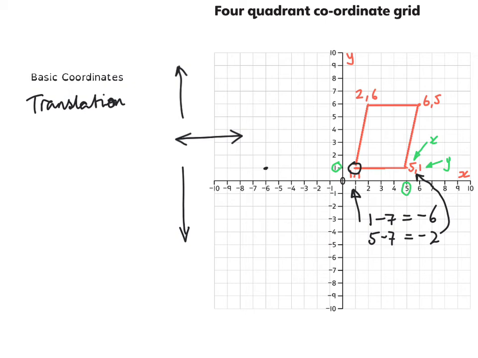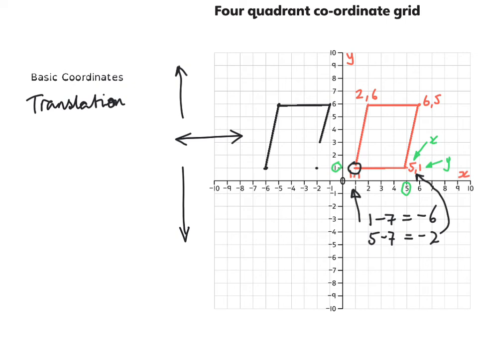And we can label the vertices. So we've now got minus 2, 1, we've got minus 6, 1, we've got minus 5, 6, and we've got minus 1, 6. And the effect has been to move the red shape over here. Isn't that amazing? So that's called translation.